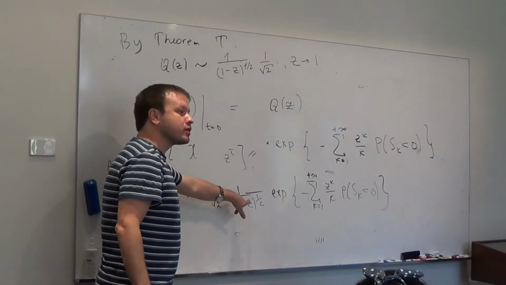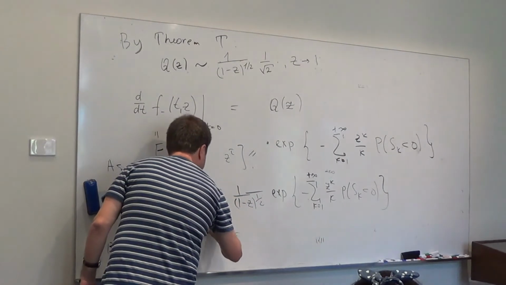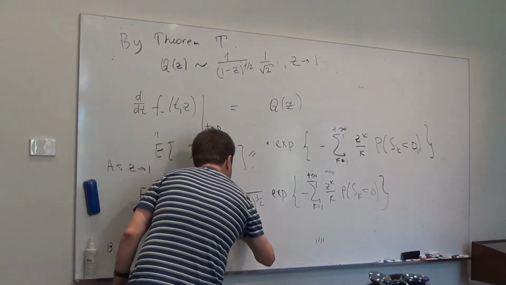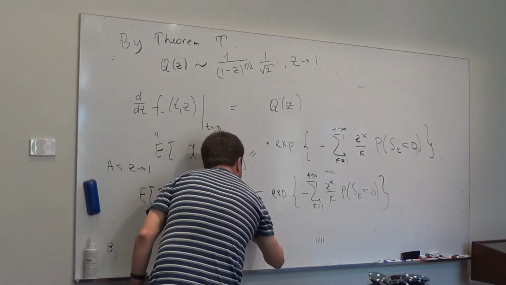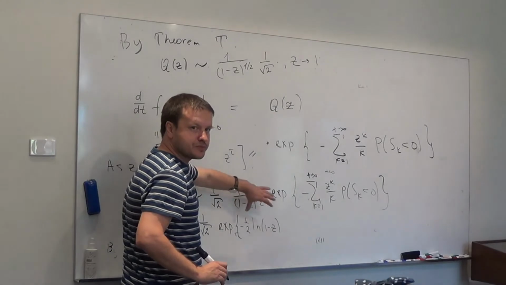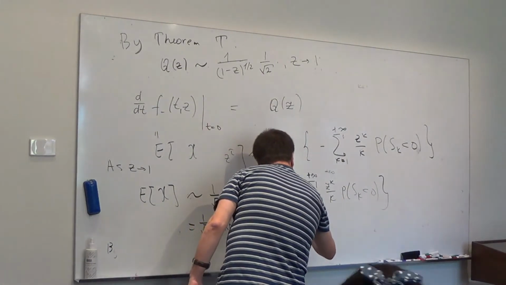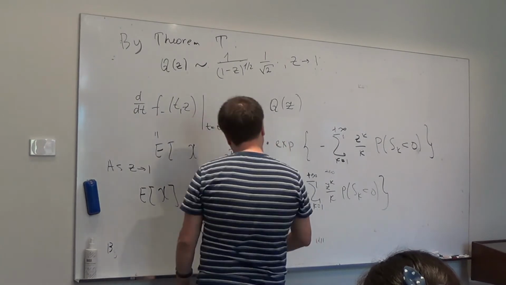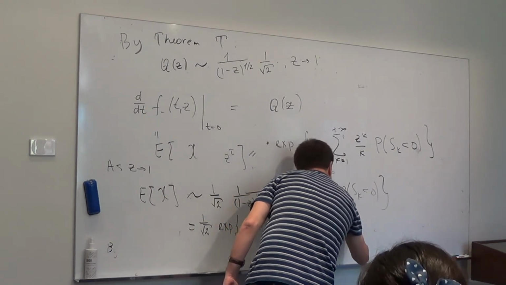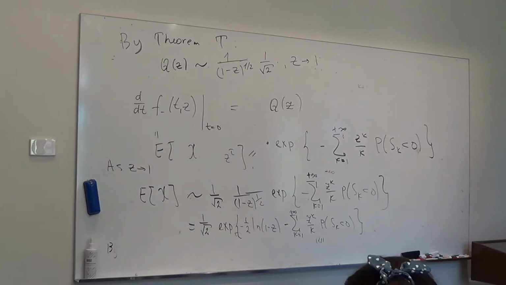So now I'm going to represent this ratio as the exponent. So this is equal to 1 over the square root of 2 exponent minus 1 over 2 logarithm 1 minus z. So this is my ratio. Okay, so that's just the usual rule. And here I will combine this term, the sum from 1 to plus infinity z to the power k over k probability that S_k less than 0. Okay, so that's the first simplification.